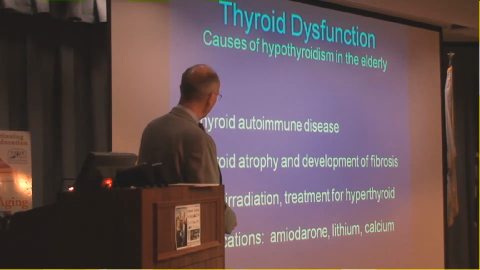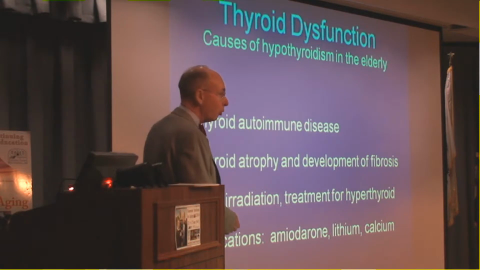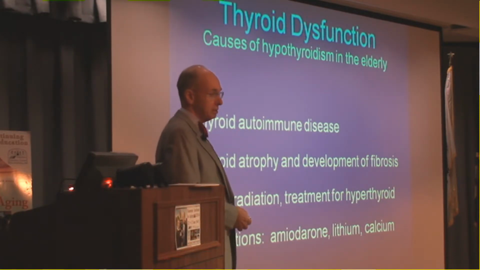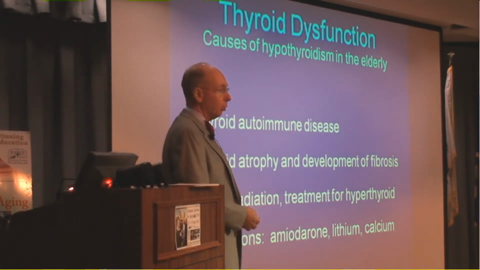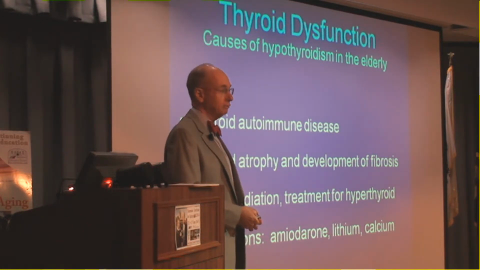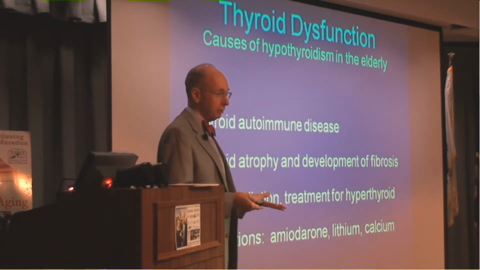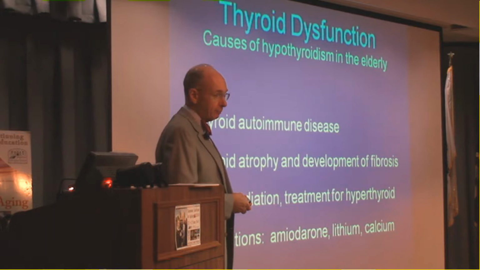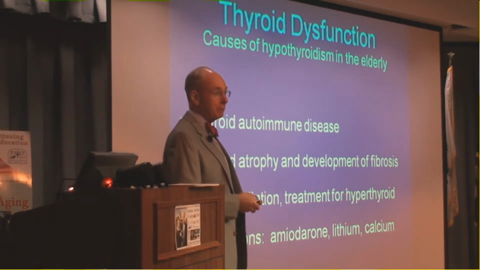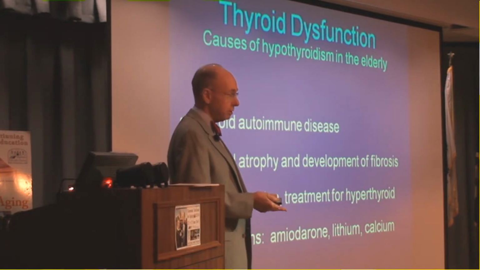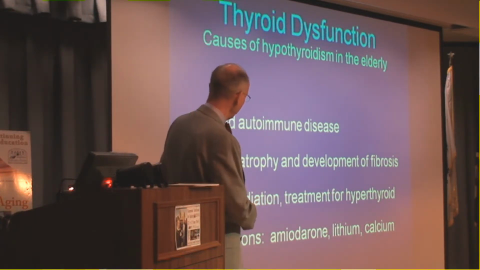But in old people, autoimmune diseases are very common. If you do a sed rate on an old person or a C-reactive protein, non-specific tests for inflammation, commonly they will be positive, just because they have a lot of autoimmune diseases.